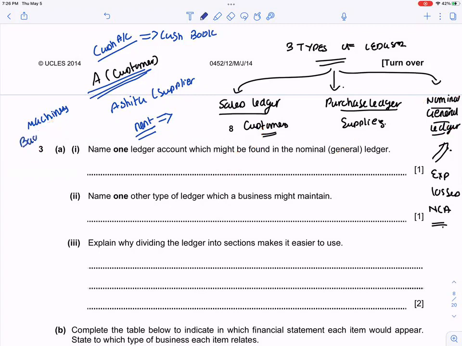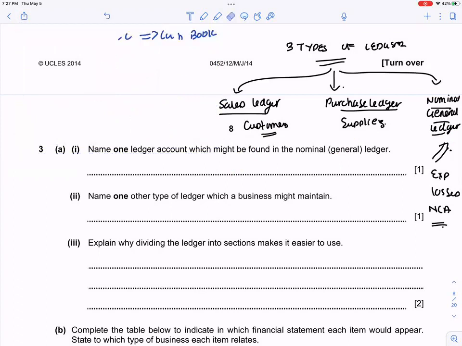Bad debts account would come in which ledger? Is bad debt cash? Miss, will that also come in nominal? Yeah, everything else is nominal ledger. Depreciation will come in which ledger? Nominal ledger. Prisha is my trade receivable. Her account will come in which ledger? Sales ledger. She's my trade receivable, so her account will come in the sales ledger. Provision for doubtful debts will come in which ledger? Nominal account. Loan will come in which ledger? Nominal. So customers' names would come in the sales ledger.